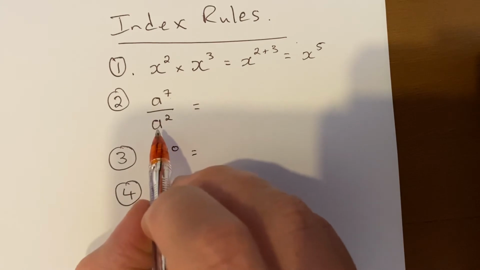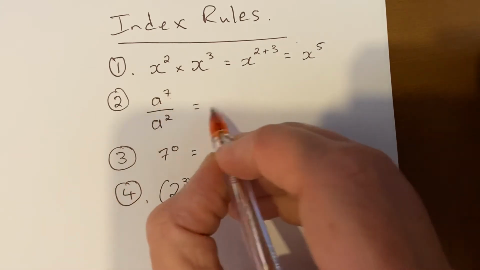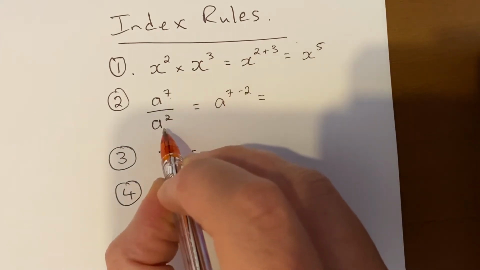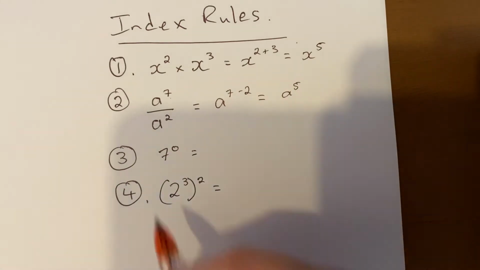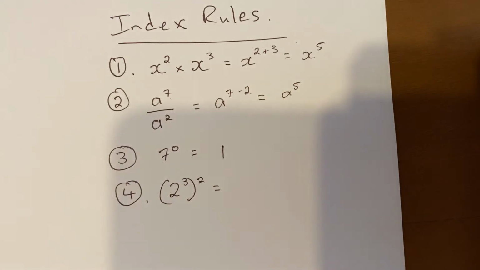Second one, for division, you would subtract: a to the power of 7 divided by a to the power of 2. So if it's division, we can subtract the powers. We went through this in the other video. 7 to the power of 0: anything to the power of 0 is 1, anything.